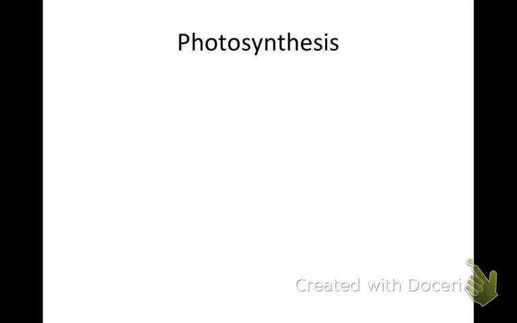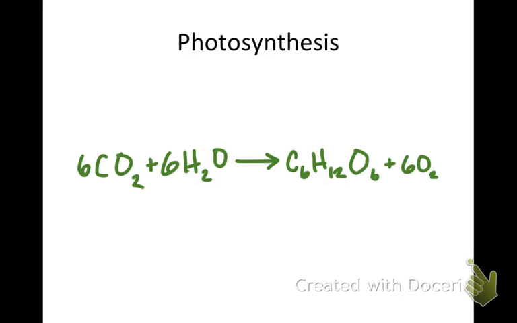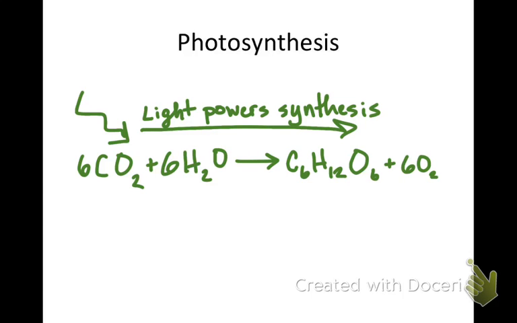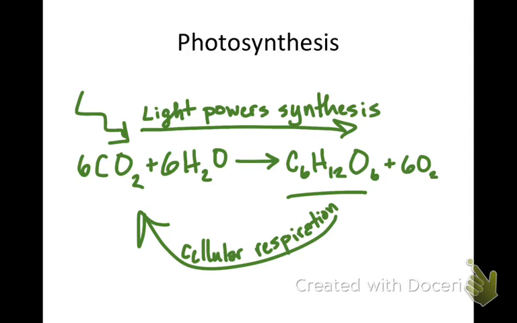So here's the process of photosynthesis. You can see that light is powering the synthesis of those organic compounds, high in chemical energy. And that glucose, then, there's a reverse process, cellular respiration, to break it down and release energy in other forms, specifically ATP and heat. It's a little hard to see there, but it's there.